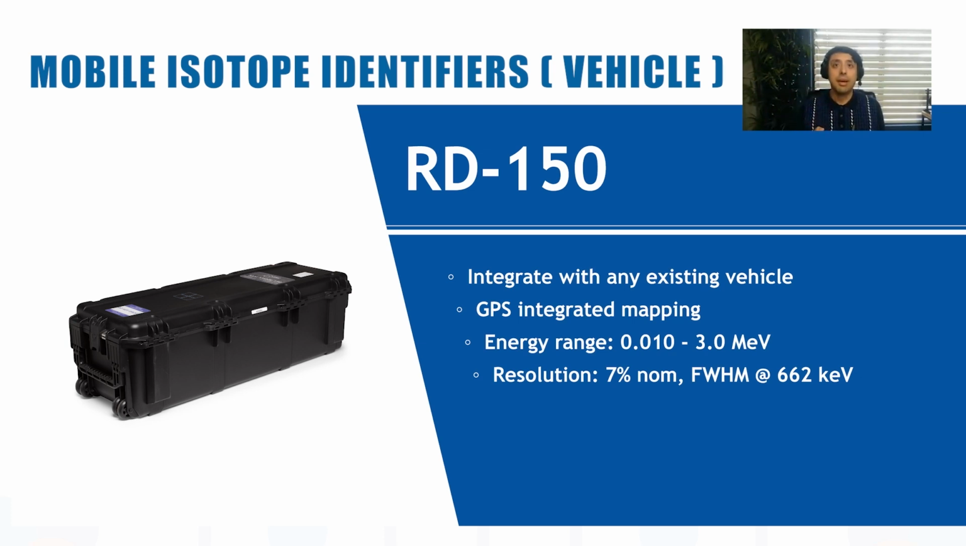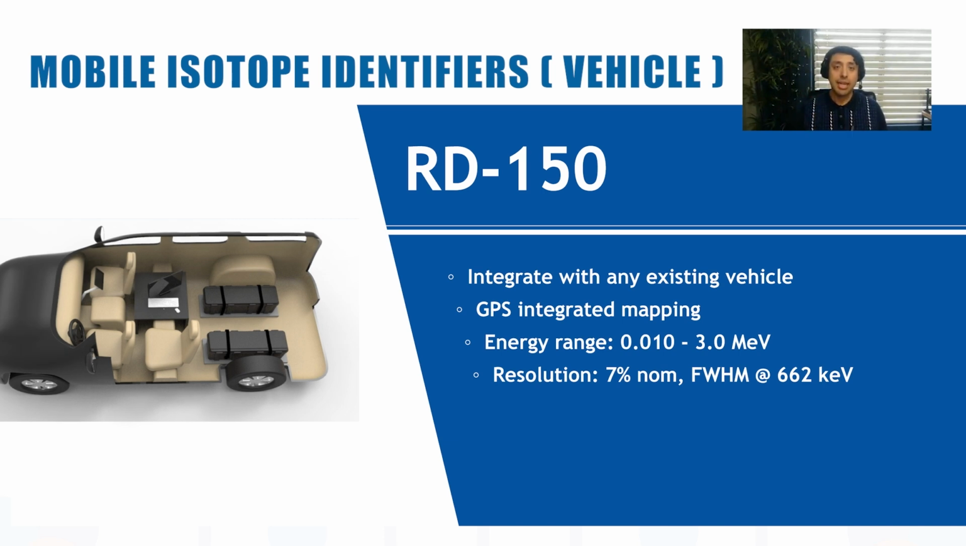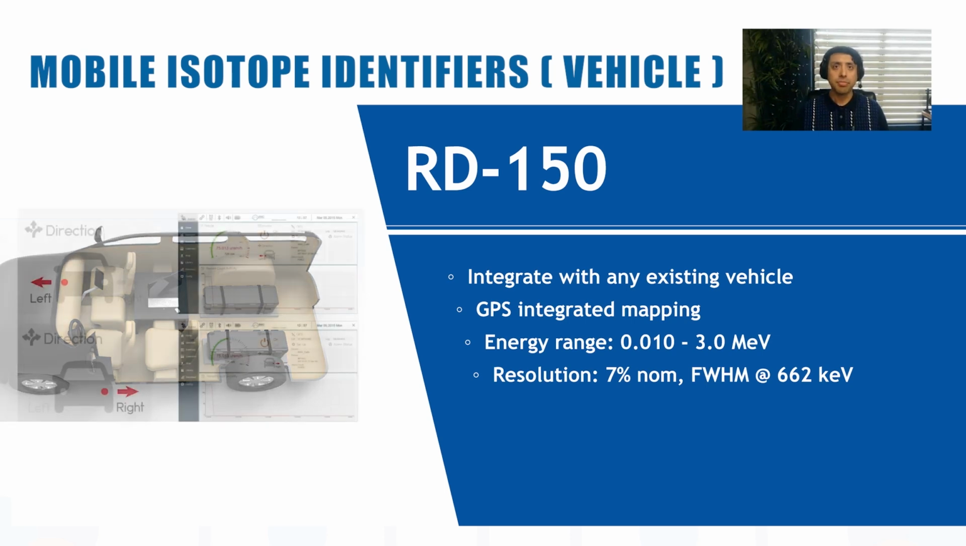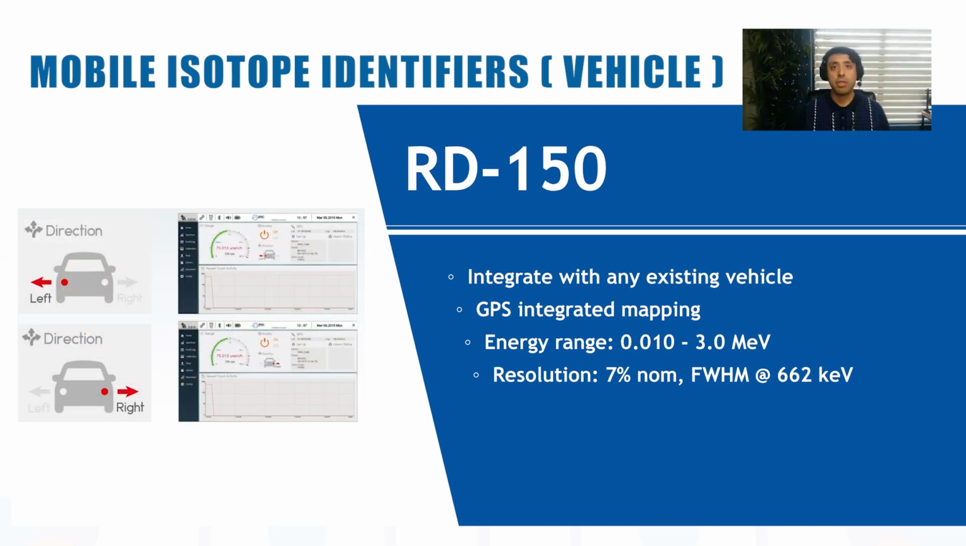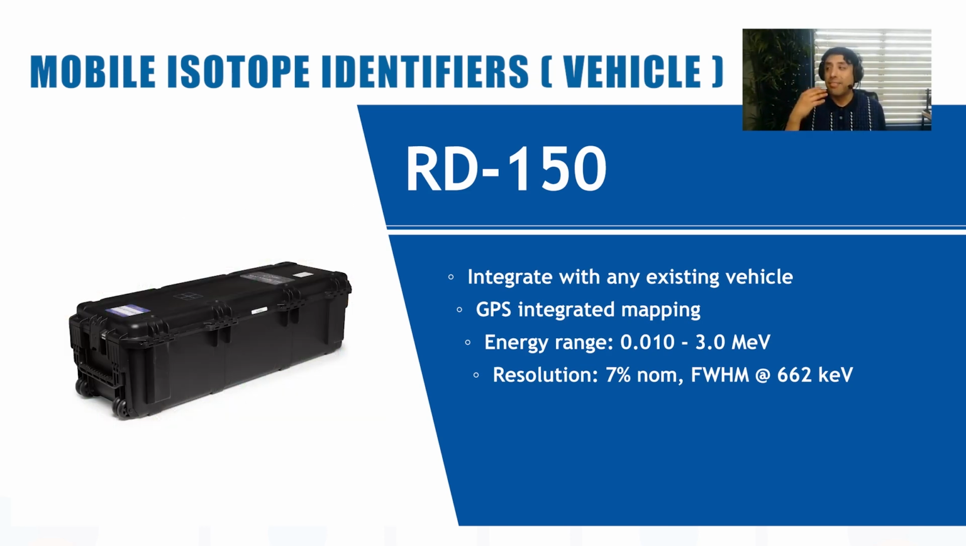This system epitomizes the advanced capabilities of mobile isotope identifiers, offering a comprehensive solution for detecting and identifying radioactive materials over large areas or in specific hard to reach locations. Whether it's for rapid deployment in response to a nuclear incident, routine monitoring of environmental radiation levels, or securing large public events, sporting events, or even critical infrastructure, the RD150 delivers unparalleled detection and identification that can't be done with some of these other systems.